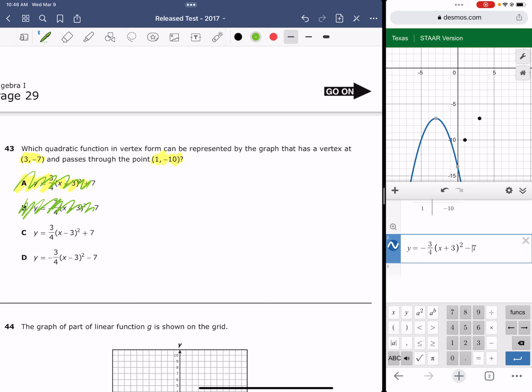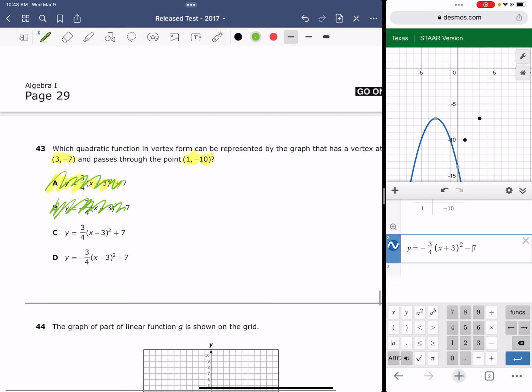For letter C, we're going to go back to a positive 3/4, and so we will delete the negative that's in front, and we are going to change the 3 here to a negative and change this 7 back to a positive. What we notice is that neither of these points are passed through by this particular graph, and so therefore letter C must also be incorrect.